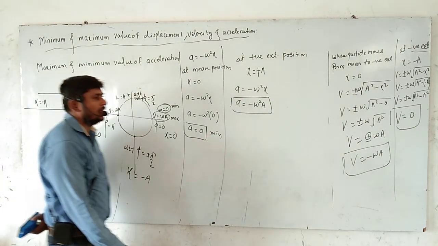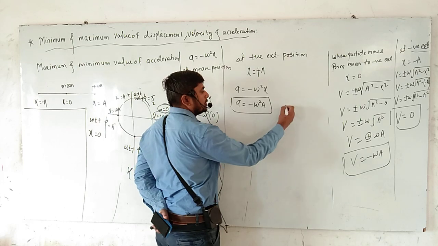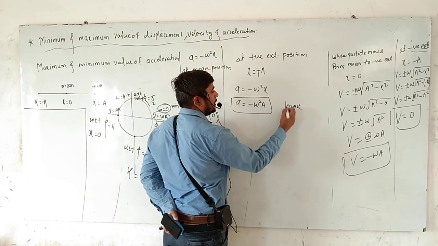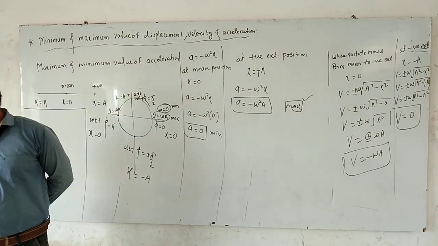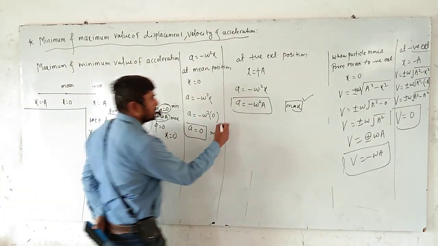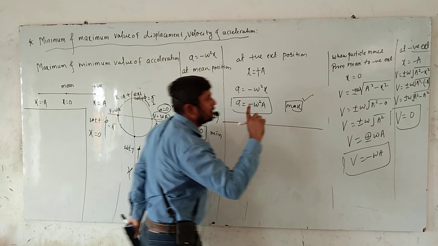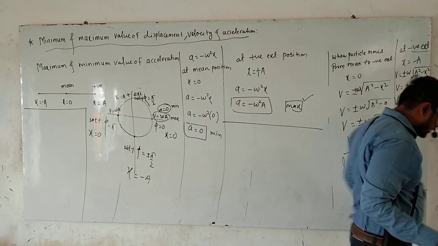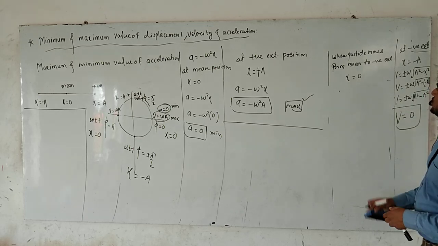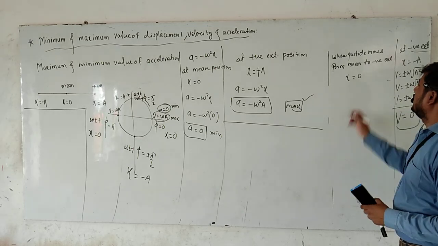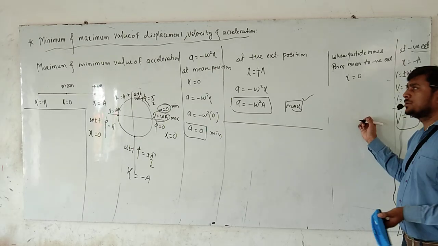So in terms of magnitude, acceleration will be nothing but a maximum, right? Okay, now the next position. What is the next position? When the particle now moves from mean to negative extreme, the value of acceleration, x will be equal to 0 at that particular position.